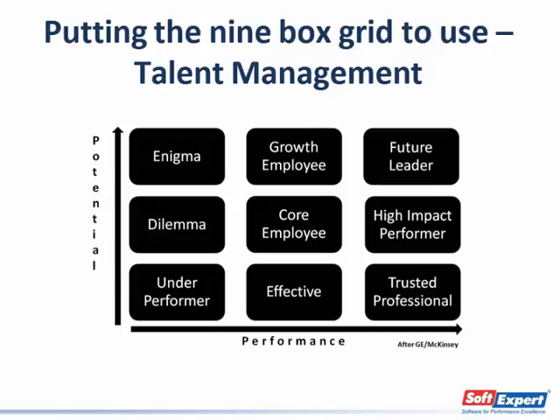The concept of the 9-box: the 9-box grid is a matrix. The nine boxes in the matrix are defined as a result of the relationship between performance and potential when both attributes are defined at three levels, for example, low, moderate, and high.